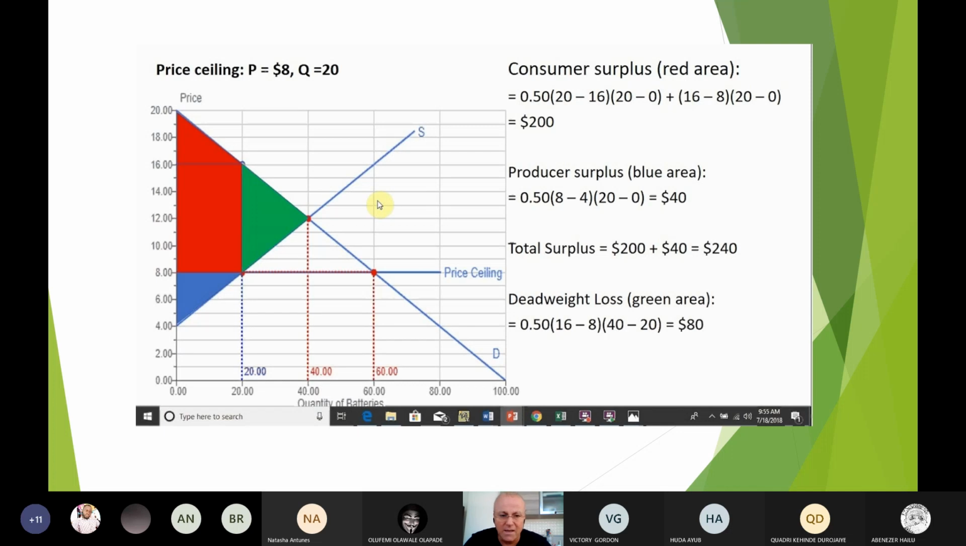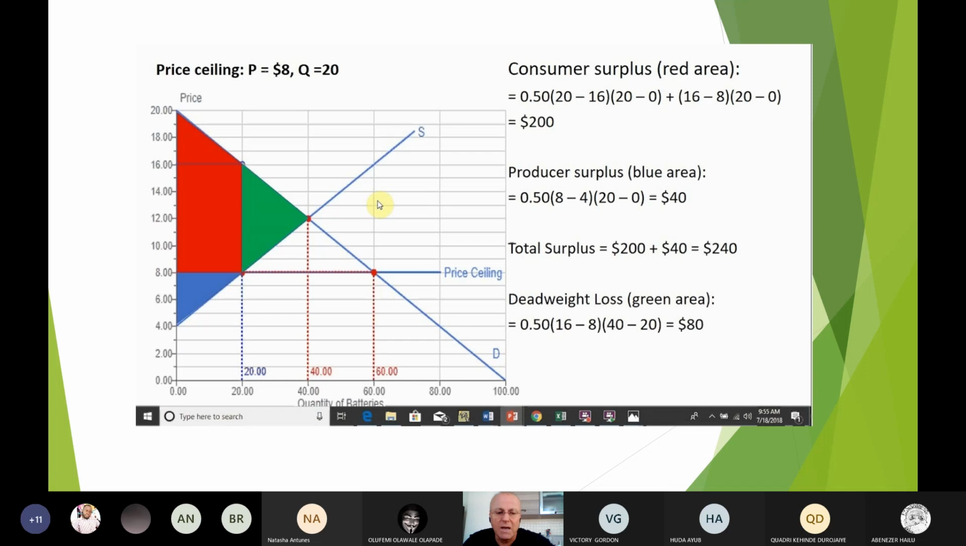The green area, the deadweight area, as I mentioned, is 20 minus 0, multiplied by 16 minus 8, because this is the price height and the base, multiplied and divided by 2. Then you will find the deadweight area, this green area, and the total surplus as it is given here after calculating the producer surplus, which is the blue area. Again, height times base divided by 2 will give you the 40 units for the blue area.